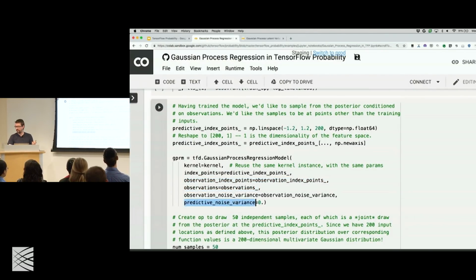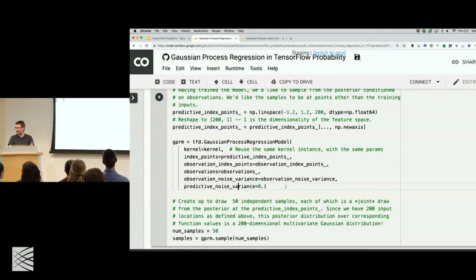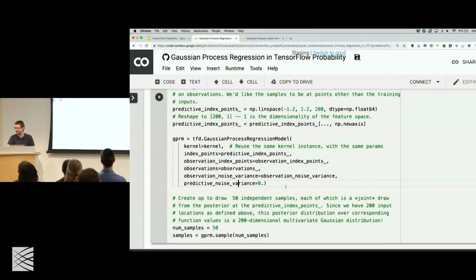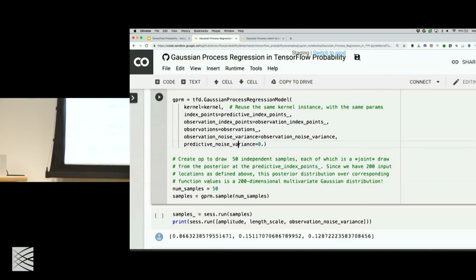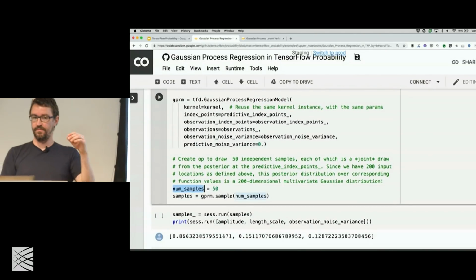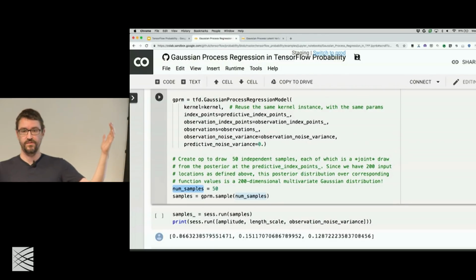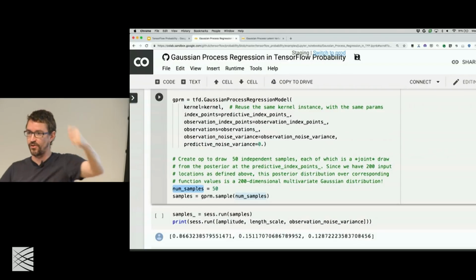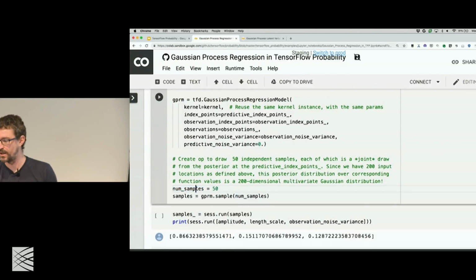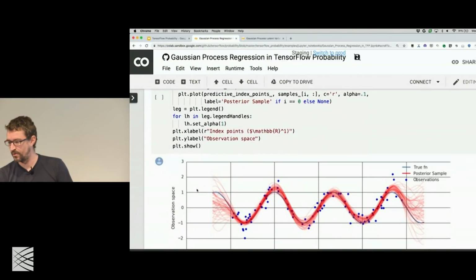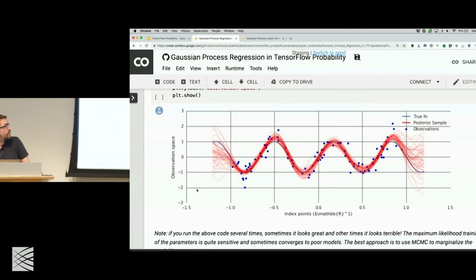And then I'm going to put predictive noise variance to 0, just because it makes a prettier plot. But if we actually believed that our data was noisy, we might want to noise that up. I'm going to draw 50 separate samples of these 200 points. And so the result is going to be 50 curves that should more or less trace through the data. And when we plot it, that's what we see.